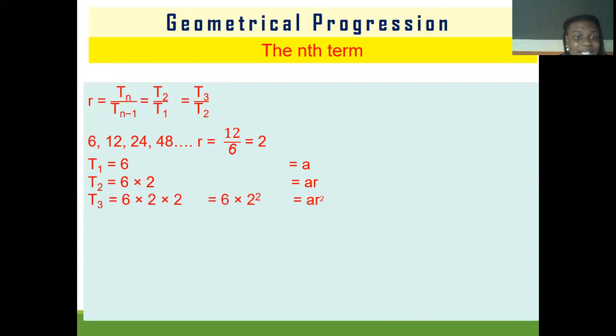Now T3 here is 6 times 2 times 2, okay? That's 6 times 2 squared. That is AR squared. Remember that A is 6 and R is 2. Don't forget that. Then T4 is 6 times 2 times 2 times 2, which is 6 times 2 cubed, which is AR cubed, because A is 6 and R is 2. So we can see a pattern emerging here.